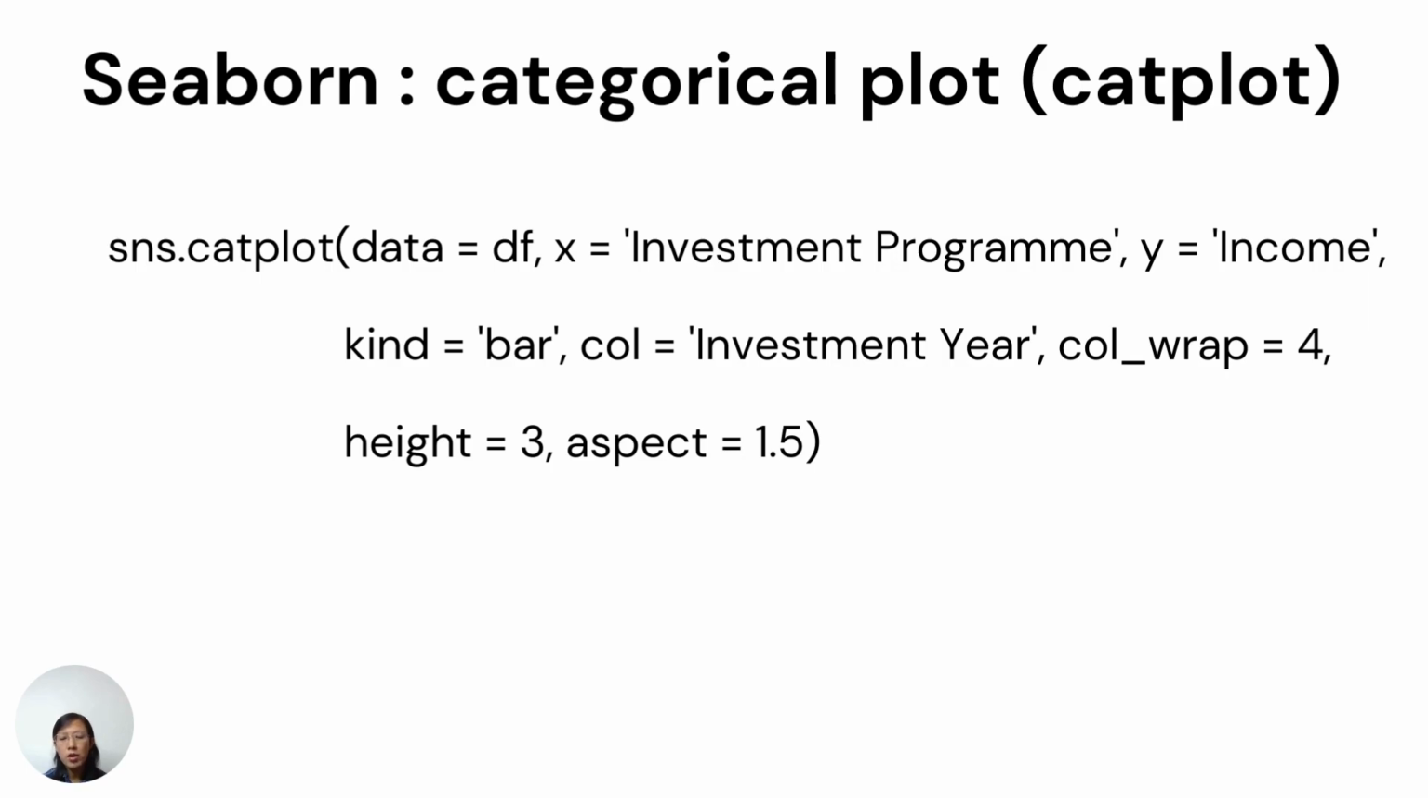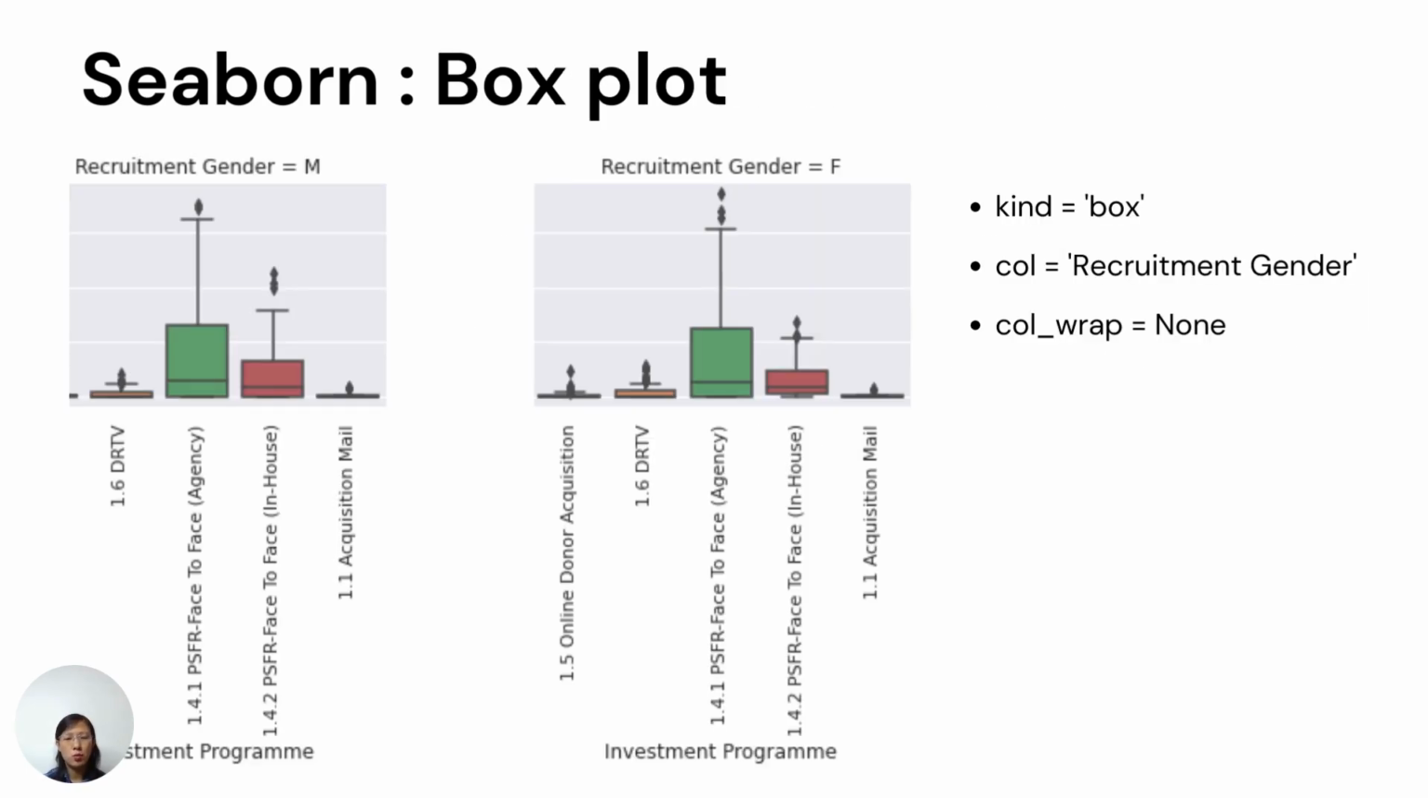Now let's see how we can draw the box plot. In this exercise, we compare the income generated by the different investment programs. But here we want to see different genders in separate groups. So in this exercise, we will assign the column to be recruitment gender. X and Y will stay the same, but we will assign the recruitment gender to the column.